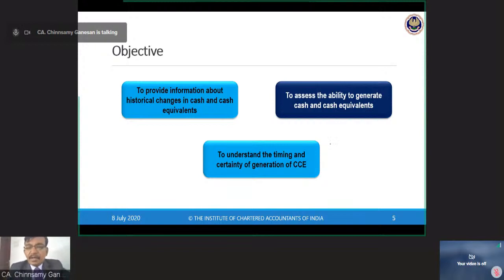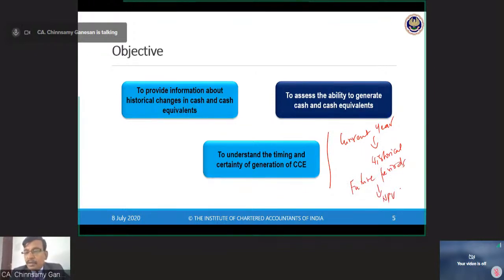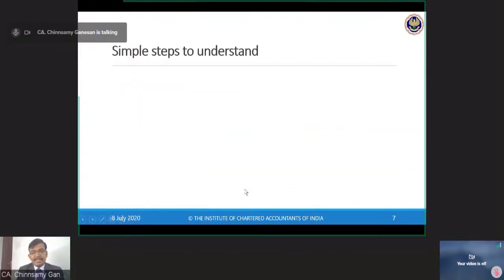So this timing is not only for the current year. For the current year, you can understand it as what we call historical information. And for future periods, we can understand what is the net present value of cash flows, right? So both can be understood by reading the statement of cash flow. That is exactly the objective of cash flows also.